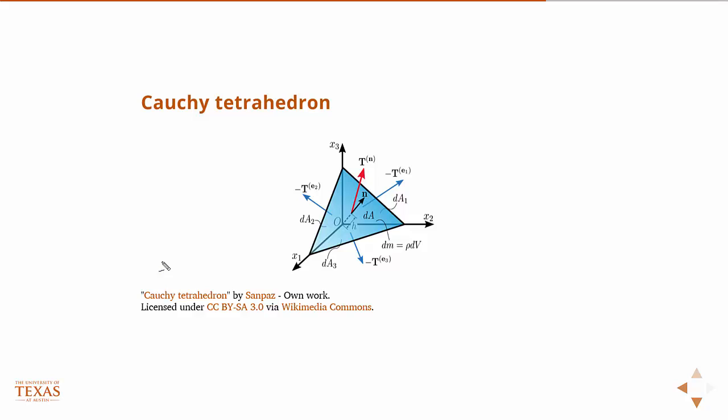So there you have the negative tractions on the back surfaces. Since the whole thing is in equilibrium, there's some traction associated with this full face, Tn, where n is defined by the normal vector to this surface. This surface has area dA, and the whole tetrahedron itself has a mass dm. The mass of anything is the density times its volume, dV.